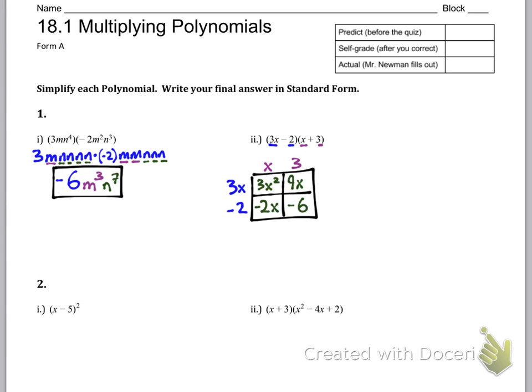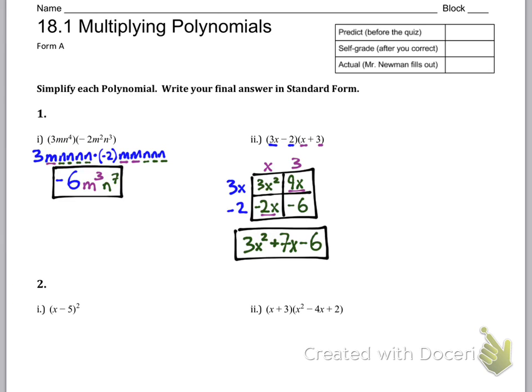I need to add all these terms together. Notice the like terms are 9x and -2x, so we're going to combine like terms there. So we get 3x squared plus 7x, that's 9x plus -2x is 7x, and then -6. There's our answer.